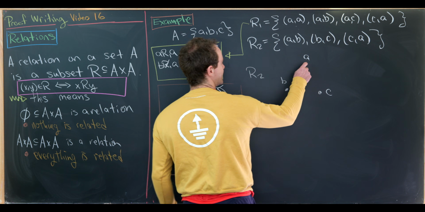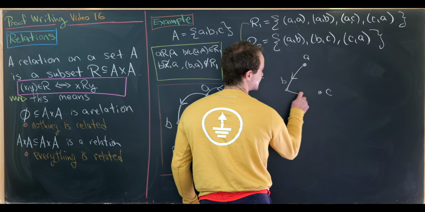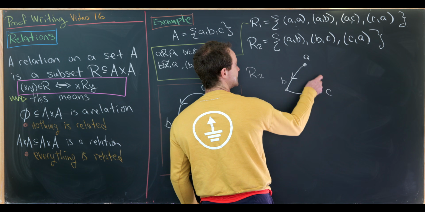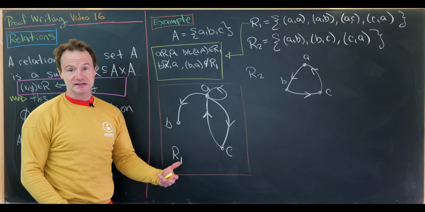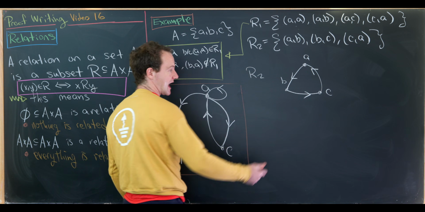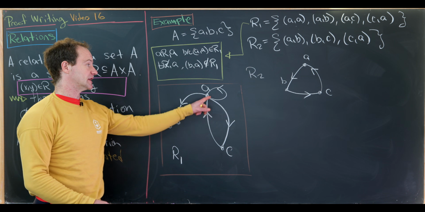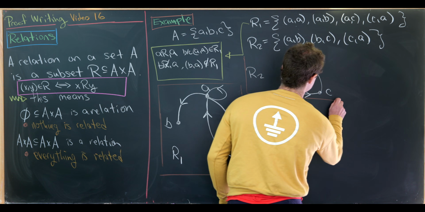So we have A comma B, so that gives us an arrow from A to B. We have B comma C, that gives us an arrow from B to C. And then we have C comma A, that gives us an arrow back from C to A. And that's all we have. We don't have any reversals of these arrows, and we also don't have any loops like we did right here. So let's maybe put a box around this.